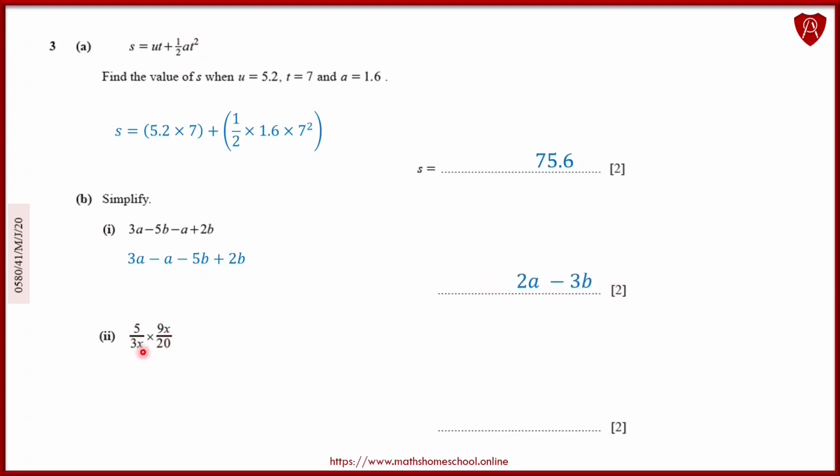Simplify 5/3x times 9x over 20. When we multiply fractions, we multiply out the numerators and then the denominators. So we get 5 times 9x, 45x, 3x times 20 is 60x. Then we simplify. Start by cancelling out the x. 15 is the highest common factor of these two numbers. We can divide both by 15. 3 at the top, 4 at the bottom. And this is our final answer, 3/4.